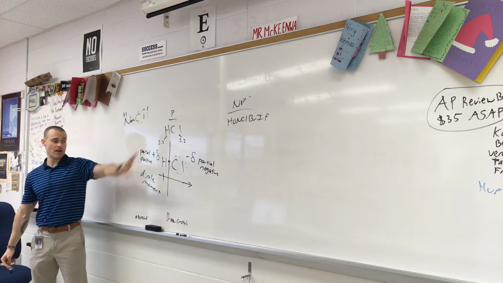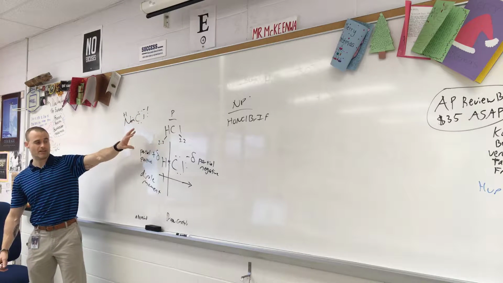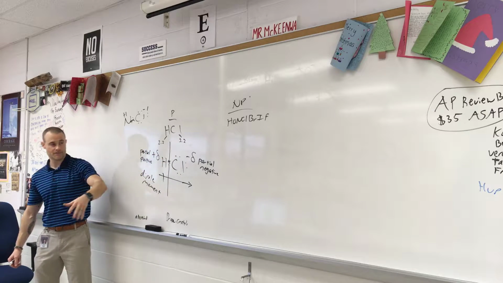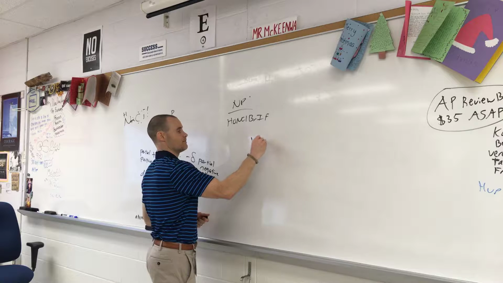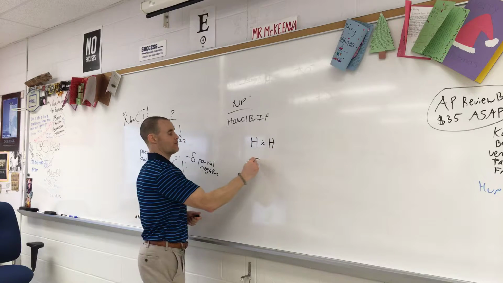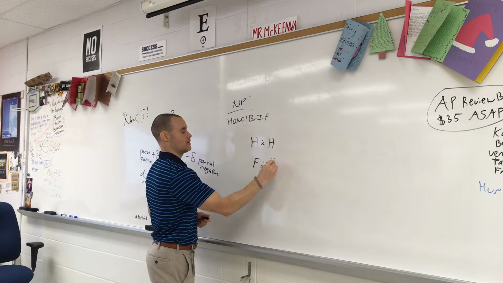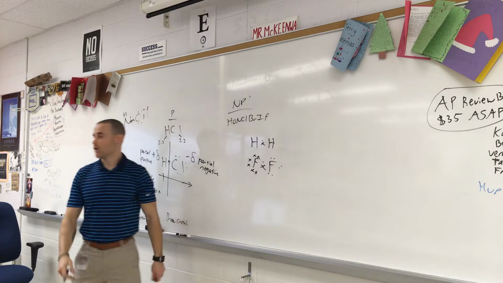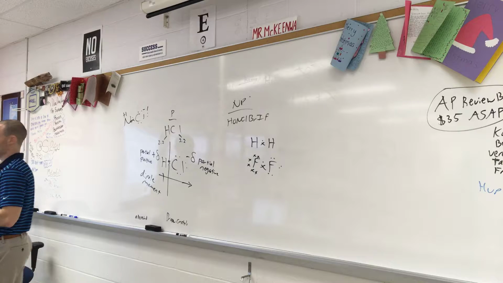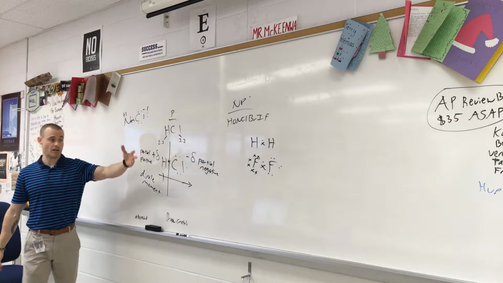Okay. So you just learned everything you need to know about polar. It just gets a little more complicated. That's why I brought the sheet in. Okay. Let's take H bonded to an H, or an F bonded to an F. So put these dot structures down under nonpolar. Over here, I don't need to do anything else. There's literally nothing else to put on the board.